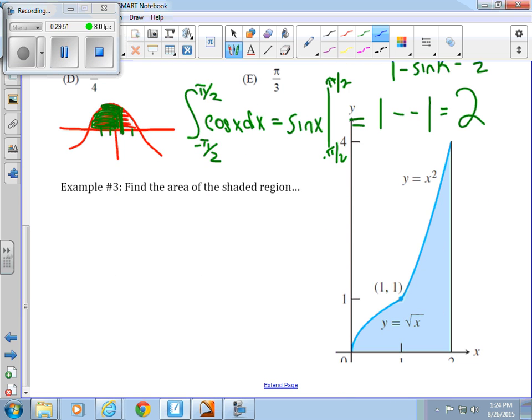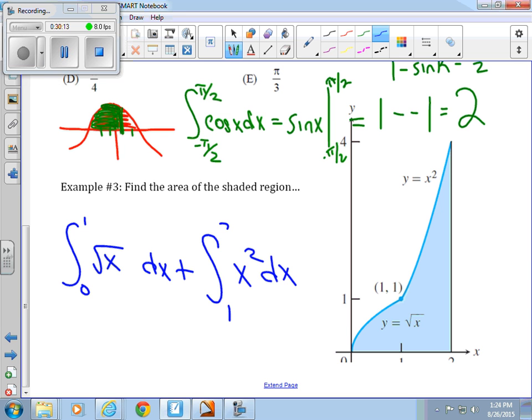Okay, find the area of the shaded region. How am I going to find the area of the shaded region? And I'm just going to set it up. The integral of the square root of x from 0 to 1 plus. Good. That's how you would find that area. Makes sense? Two separate integrals under two different curves.